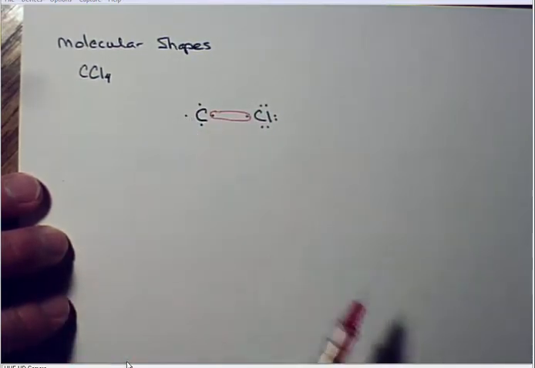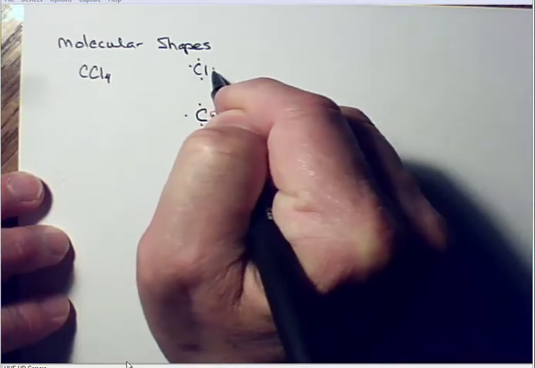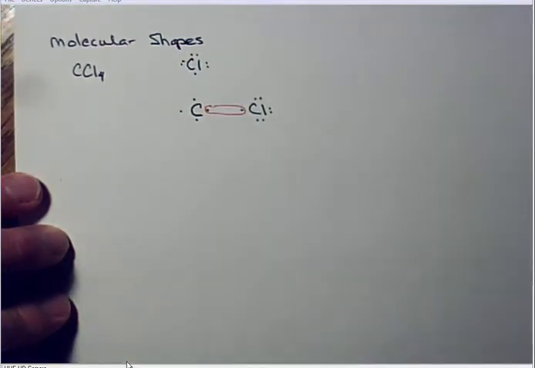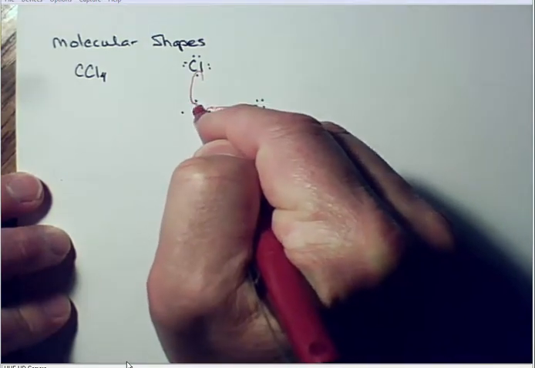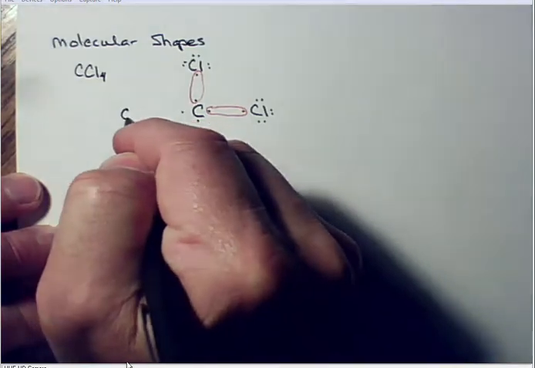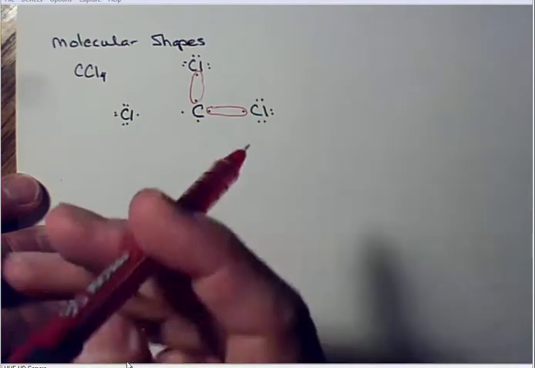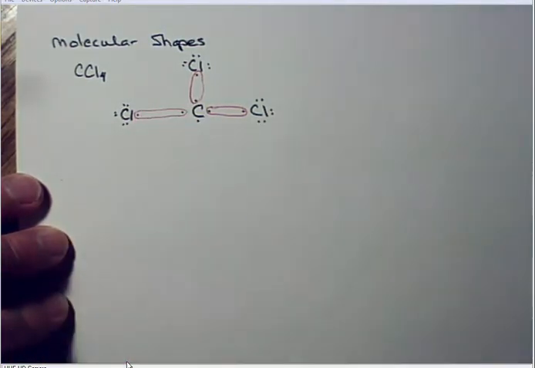But this carbon now has only 5. So we need another chlorine. Okay, and I can share this electron. You don't have to do it like that, but you have to show how you can share electrons in a way that gets all the atoms involved the number of electrons they actually need in their valence level. Well, that gets carbon up to 6.